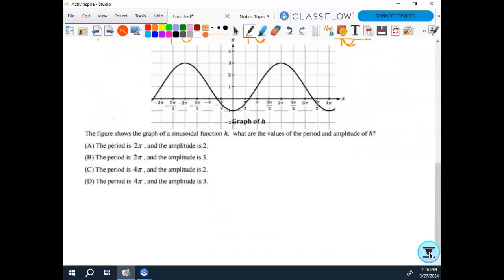All right. Here I'm going to sketch in my midline. Okay. I can see that my amplitude is 2. Always pay attention to the scale on your graph. Amplitude is 2, so I can eliminate this one and this one. The period, I can start here and end here. Period is 4 pi, so that's my answer.